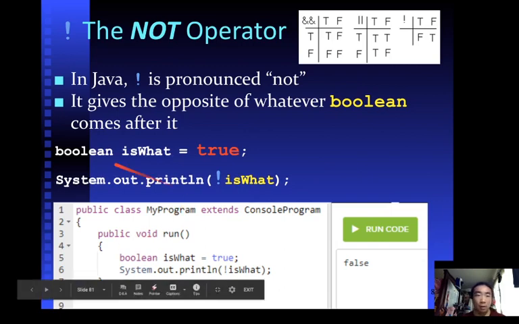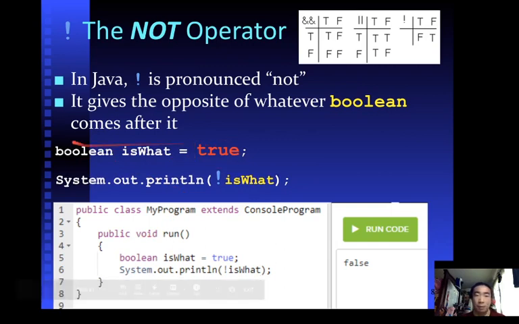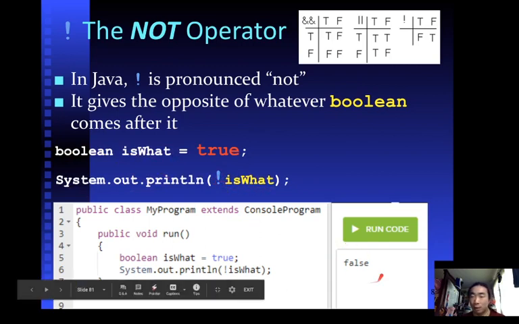Okay, and what it does is it flips the value. So if here the Boolean is what is initialized to be true, it's also declared with this keyword, and then you print exclamation mark is what, this flips the value of is what. So thus you see false being printed to the screen. Think about not as the opposite operator. That helps you.